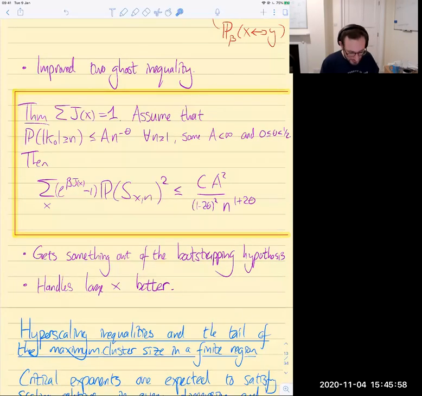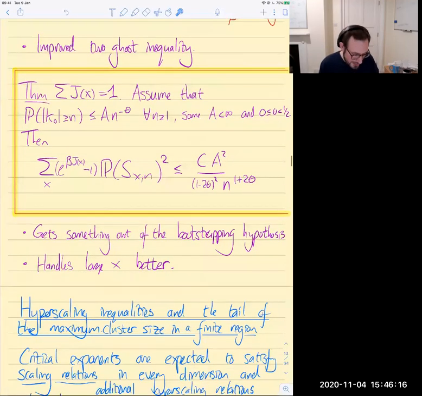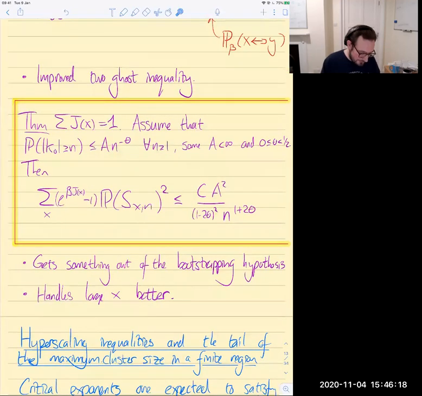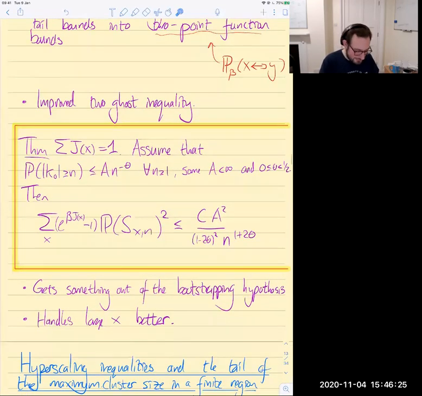So it's probably not so clear why it's so much better unless you really work with these things and do computations. The factor I have here is different, and I've got a square here, but it just works better when you're doing the computations that we want to do here. I'm not really going to talk about this improvement, because the proof is mostly the same as the existing version of the two-ghost inequality.